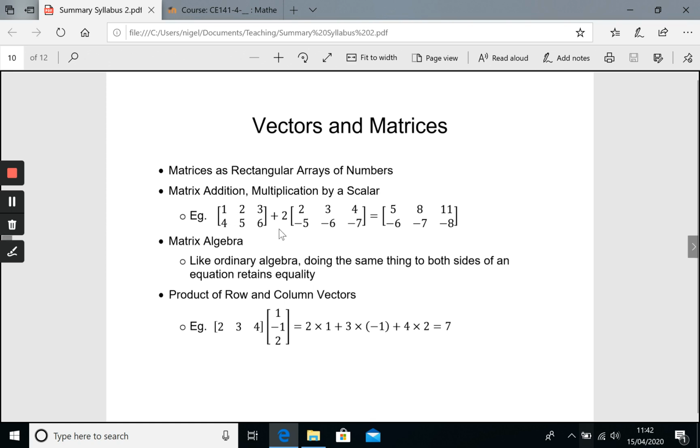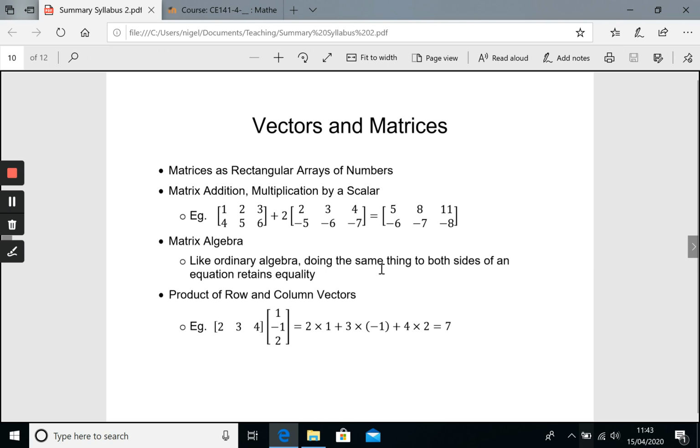1, 2, 3, 4, 5, 6, and I add that to twice the matrix, again a 2 by 3 matrix containing the entries 2, 3, 4, minus 5, minus 6, minus 7, then the result is a 2 by 3 matrix, where in order to find the term in the first row, first column of the answer, I just add the terms of the first row and first column of the 2 matrices I'm adding. And of course this 2 sitting outside the matrix multiplies each of these numbers. So that this number 5 here is 1 plus 2 times 2. The 8 is 2 plus 2 times 3, and so on.